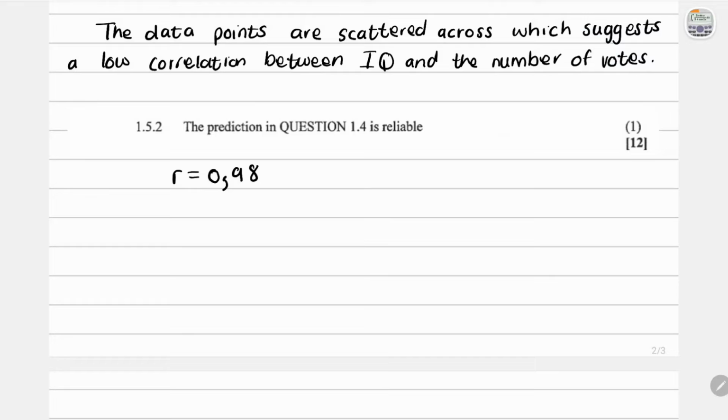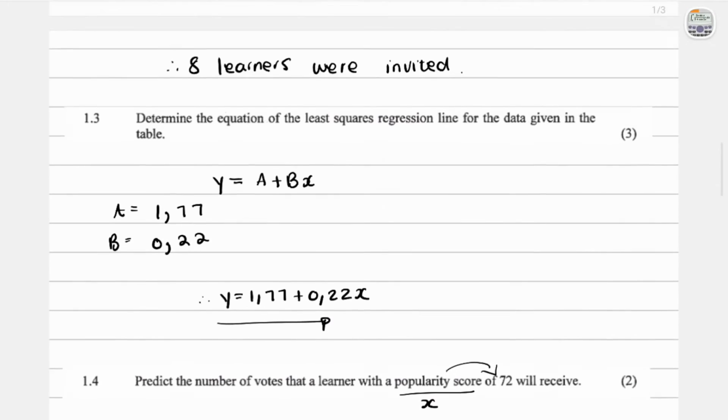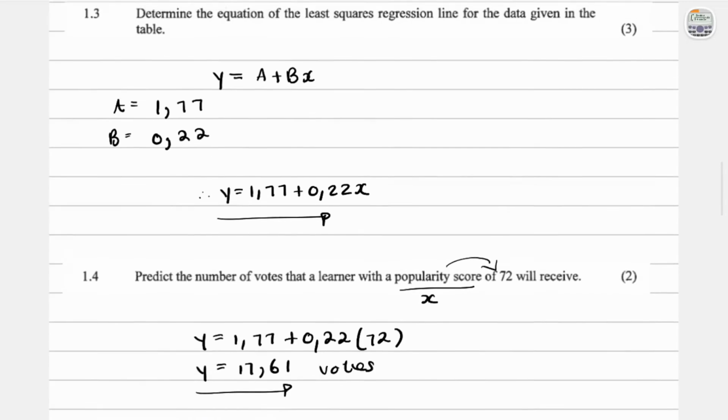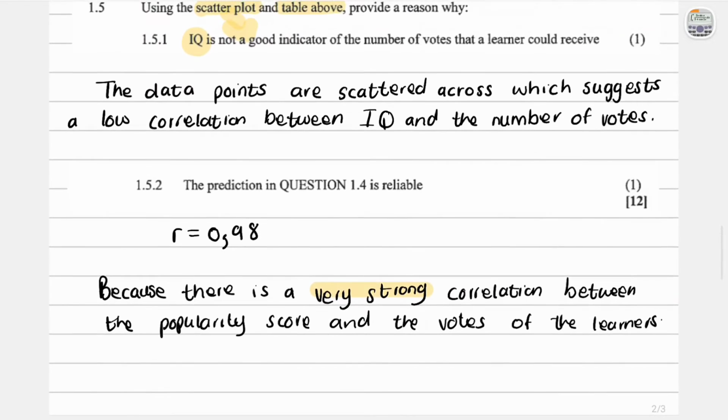So our reason here is, why is the prediction reliable? Because there is a strong positive correlation between the popularity score of the learners and the votes. That is the reason why. Okay, because there is a very strong correlation between the popularity score and the votes of the learners. Okay, so that is it for question 1.